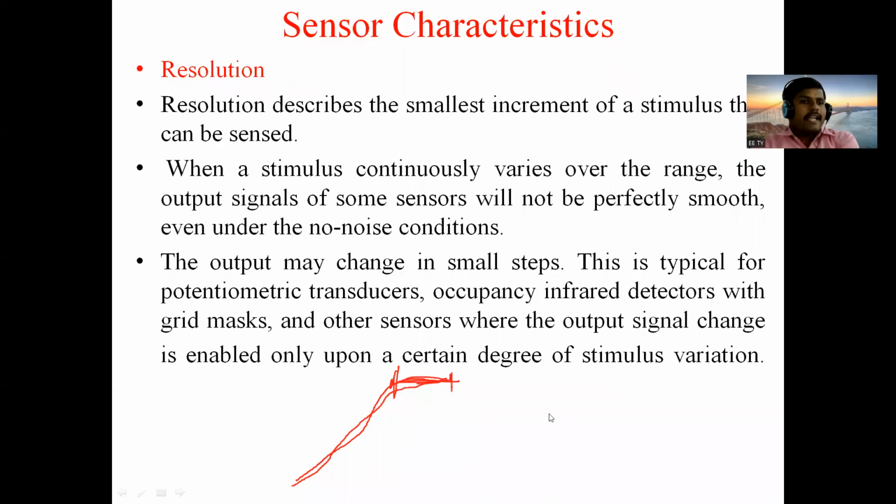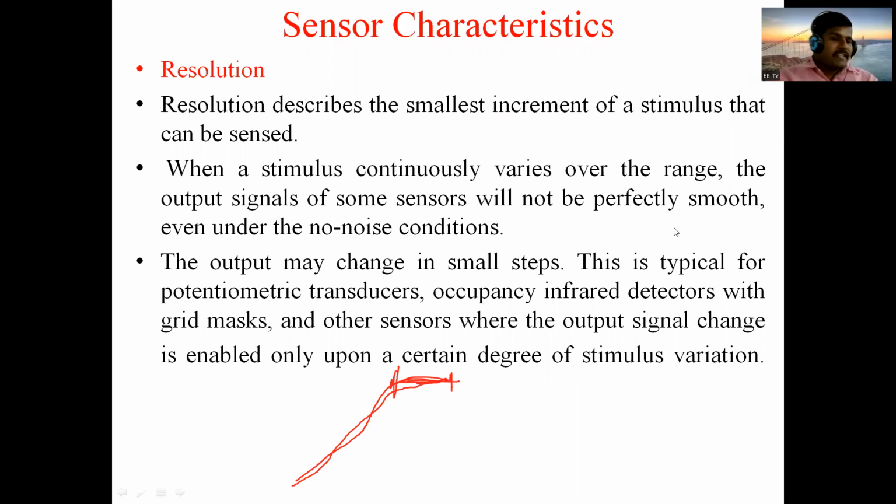Next one is resolution. It is one of the characteristics of a sensor. Resolution describes the smallest increment of the stimulus that can be sensed. What is resolution? We define it in the case of our camera resolution, right? What is the concept of resolution? It is the capturing capacity, or in the case of a sensor, the sensing capacity.